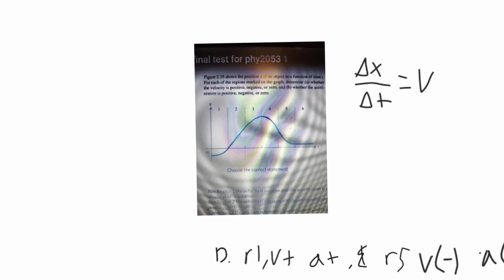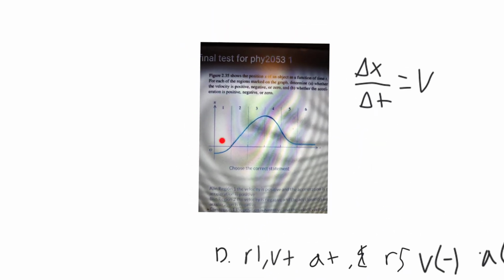Okay, so now looking at region 1, we can see an increasing slope here. So we know that the change in position is going to be something that's positive, right? So that would mean that the velocity is also going to be positive, because it has a positive slope.